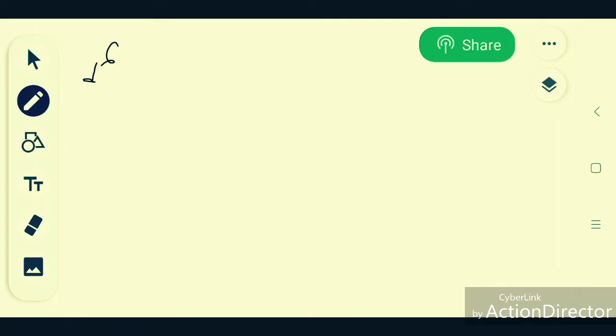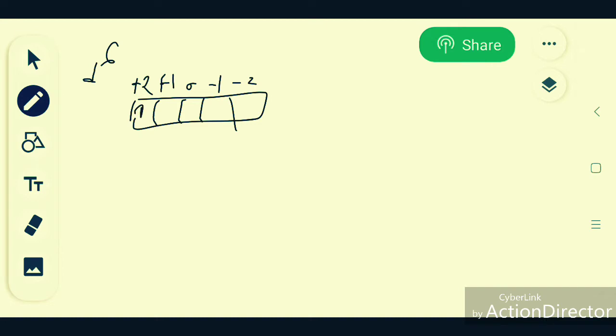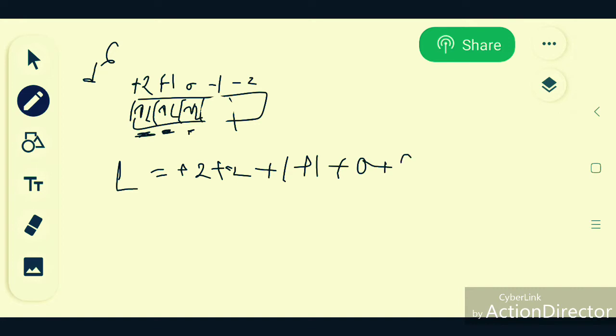We will start with the d6 configuration. This orbital has an ML value of +2, +2. This has +1, +1. This is 0, 0, -1, -1, and -2, -2. For the d6 strong field complex, the configuration will become like this. For these two electrons, L is +2, +2. The two electrons are present in the orbitals with +2 L value. These two electrons have +1, +1 L value, and these two electrons have 0 and 0 L value. So the total L value becomes 2, +2, +1, +1.